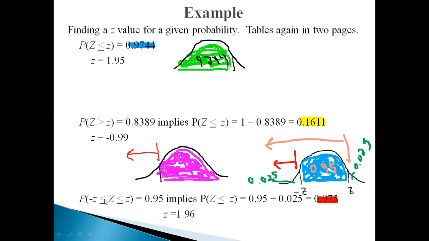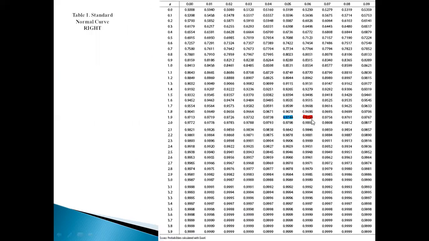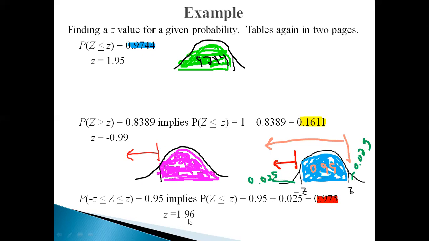Now we're going to have a z between negative z and positive z. So we have a negative z here, positive z here, and we know that the middle part here is going to be 0.95 between those two. So what does this say? Well, 0.95 is the middle, so that leaves an equal part here and an equal part here. Well, 0.05 divided by 2 is going to give us 0.025 here and 0.025 here. So if we add the total two together, that's going to give us 0.975. And if we look in a table for 0.975, that's going to be 1.96. And that's going to be what z is equal to. So it's going to be a positive 1.96 here, and it's going to be a negative 1.96 here.